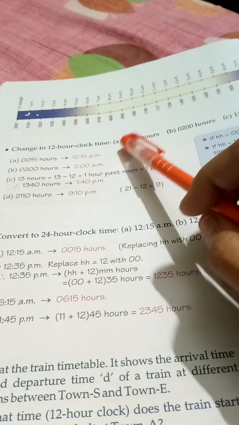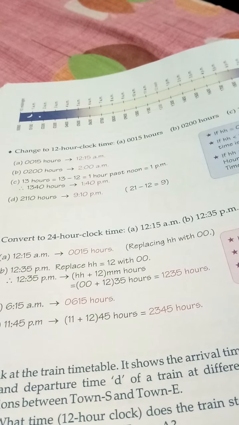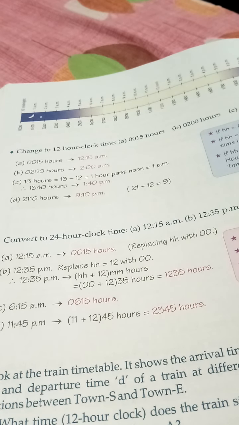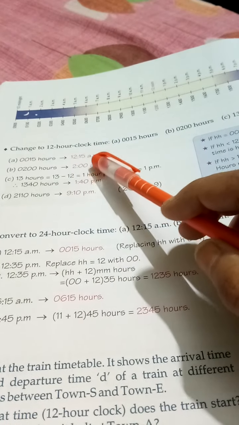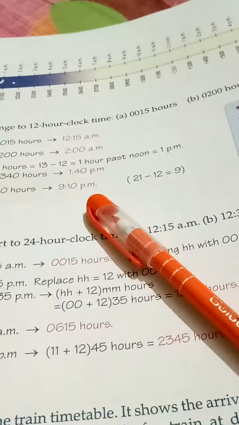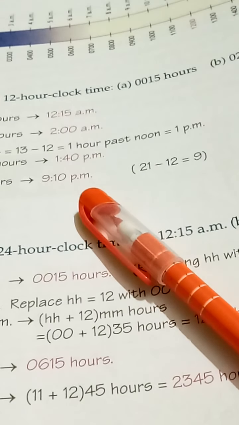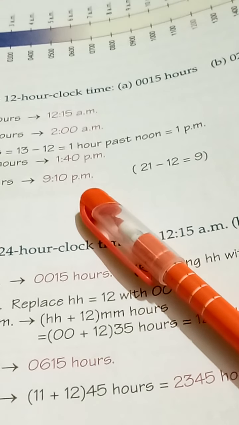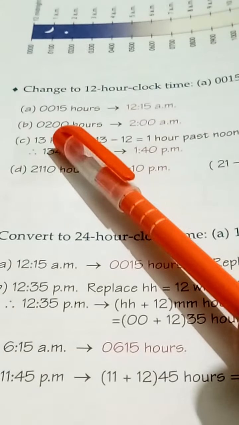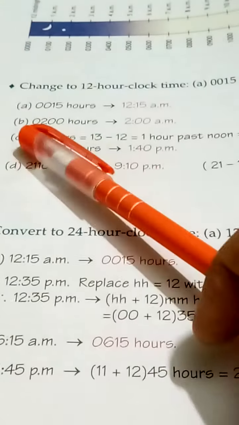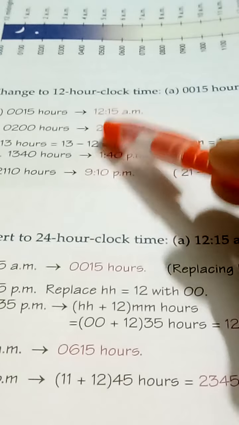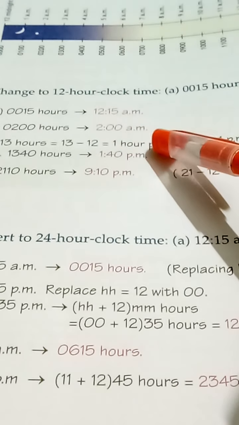Okay. So 00:15, 00 is there at the start. That means 12 o'clock in the midnight. So the time will be 12, then two dots. You will make two dots. You can see here two dots are there. 12, two dots, then 15 a.m. Clear this much? Now next you see 0200 hours. 02 is there, that means 02:00 a.m.